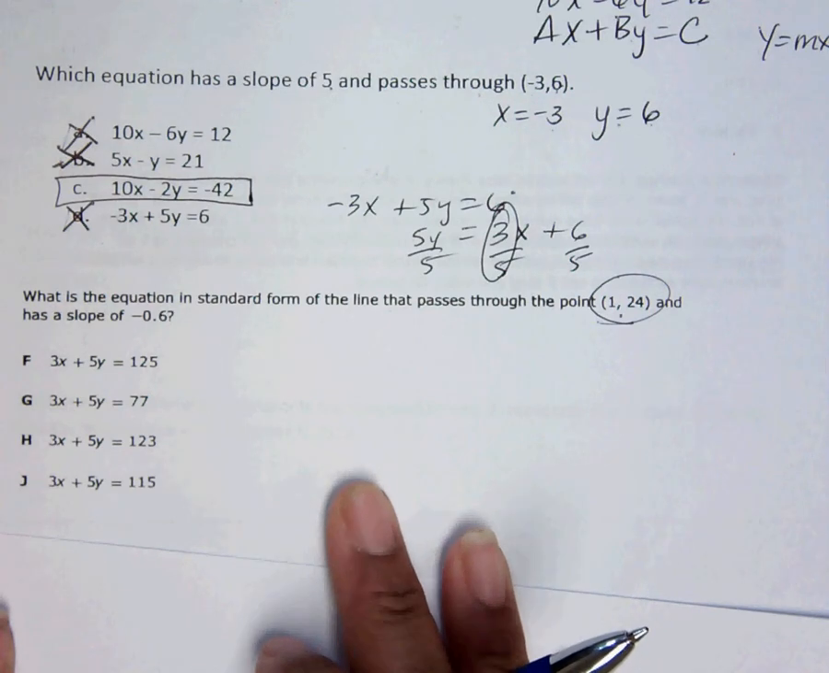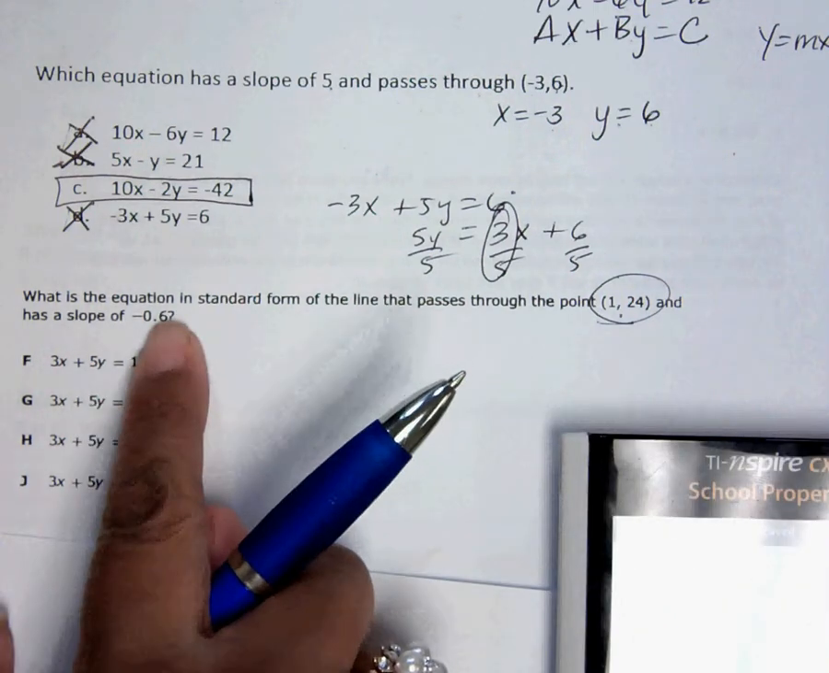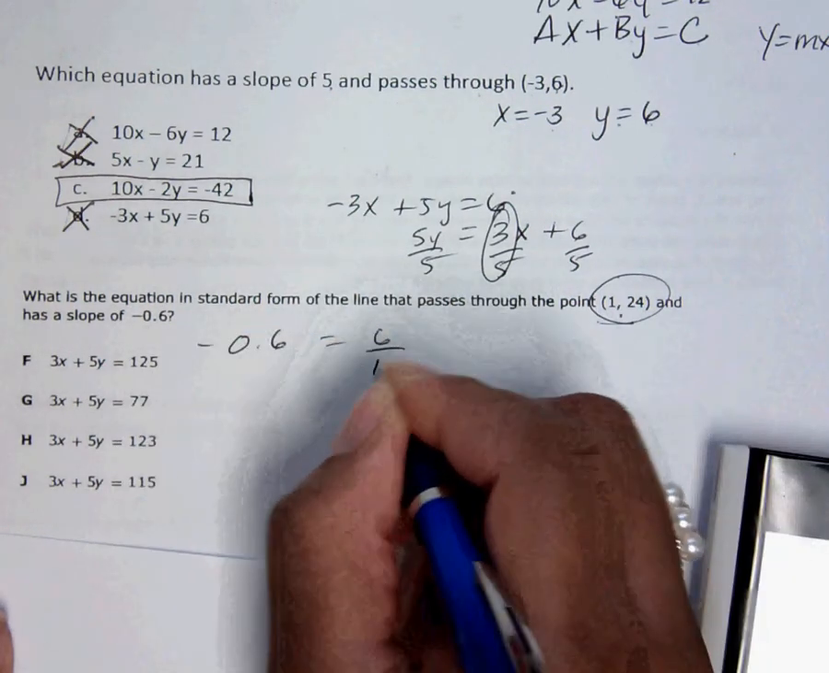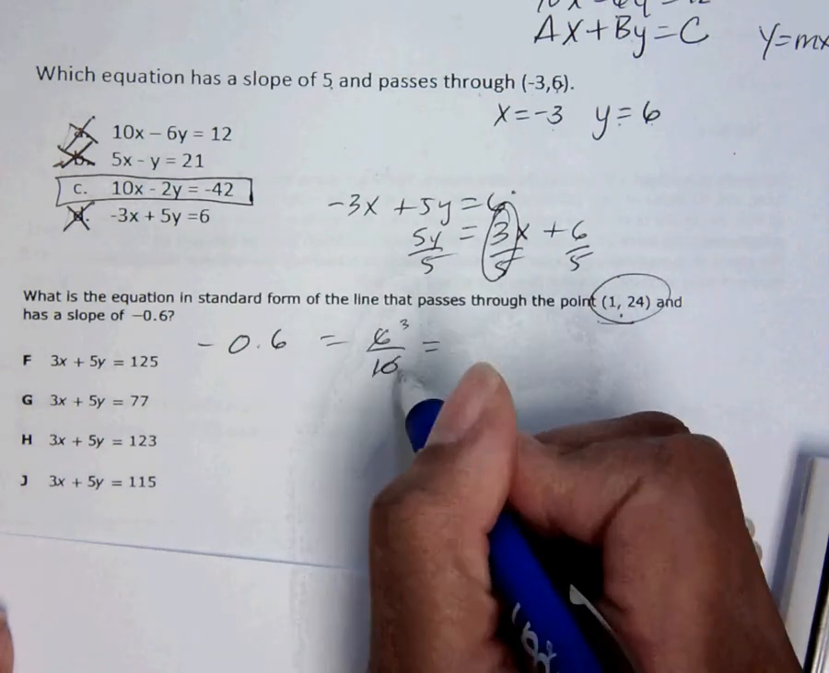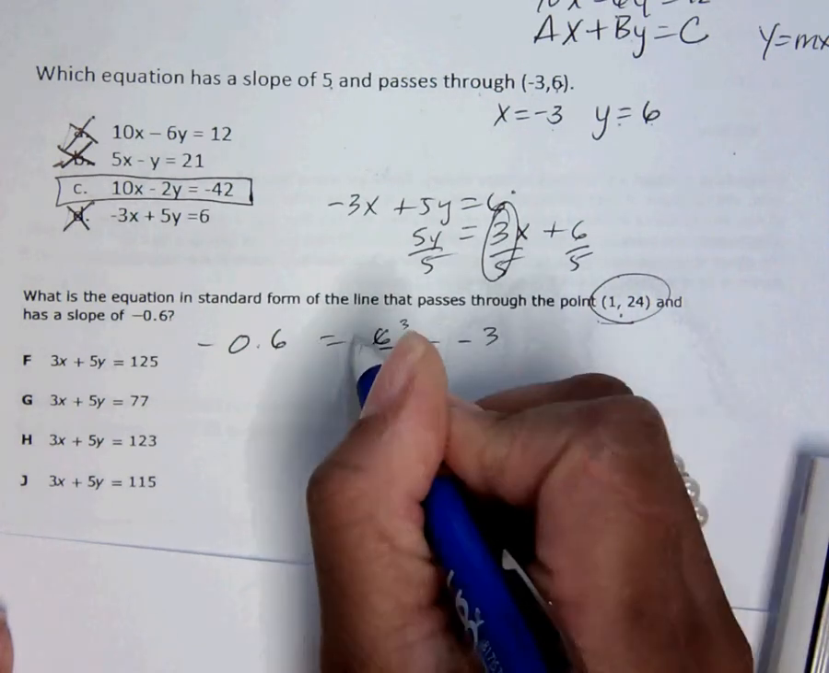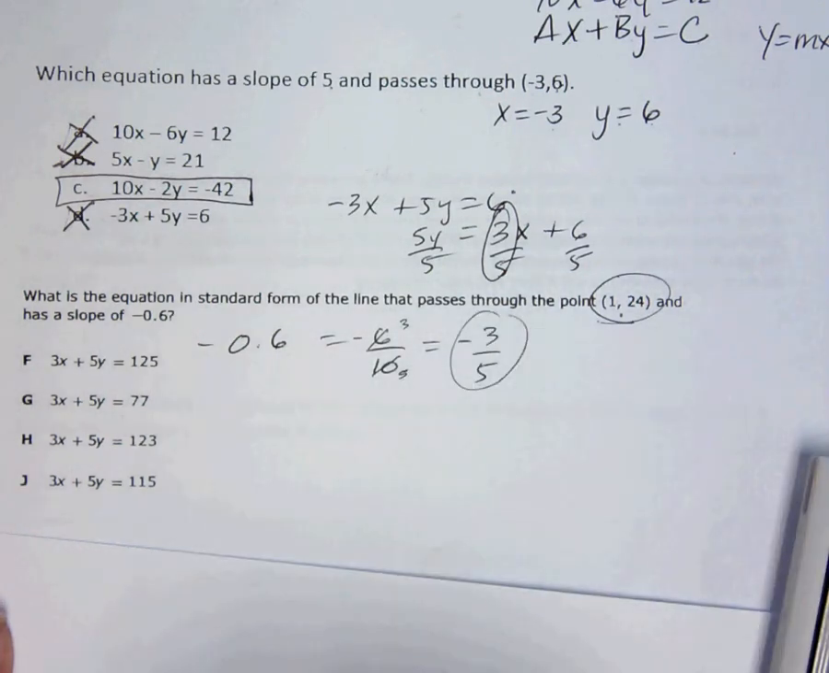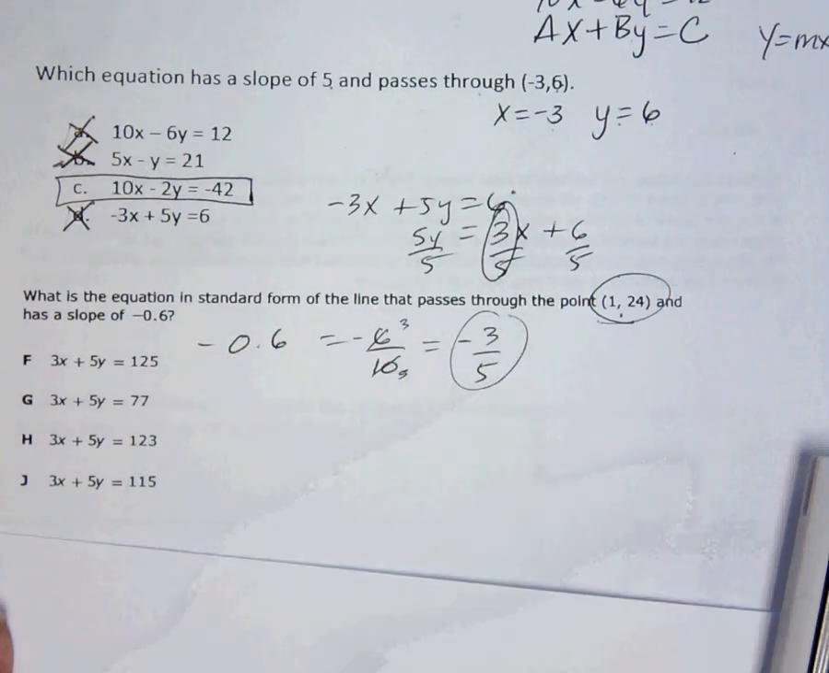On the next question, what is the equation in standard form of a line that passes through the point (1, 24) and has a slope of negative 0.6? For those wondering, I don't know that that is 6/10, which reduces to, 2 goes into this 3 times, 2 goes into that 5, which reduces to negative 3/5. I don't know that.